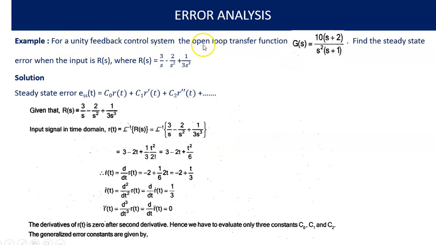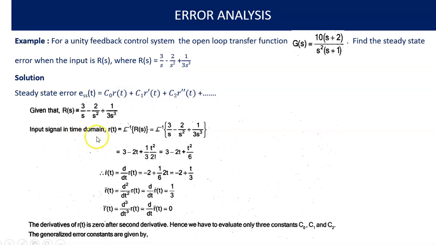For a unity feedback control system, the open loop transfer function g(s) is equal to 10 into (s plus 2) divided by s squared into (s plus 1). Find the steady state error when the input is r(s), where r(s) is equal to 3 by s minus 2 by s squared plus 1 by 3 s cubed. So step, ramp and parabolic. Steady state error is given by C0 r(t) plus C1 r dash t plus C2 r double dash t, etc. Given that r(s) is equal to this expression.